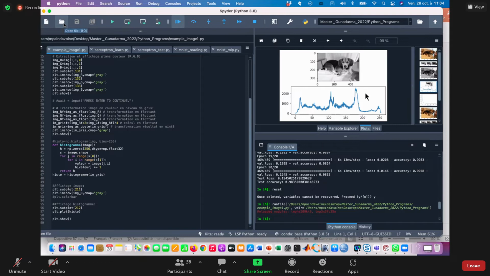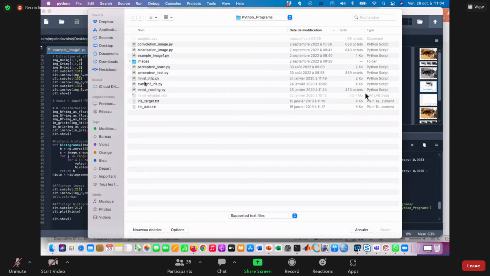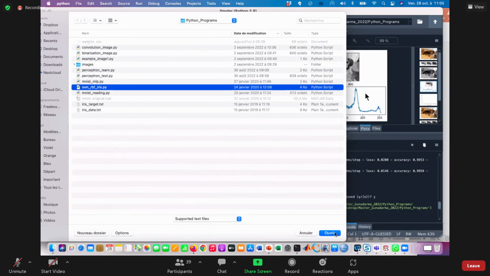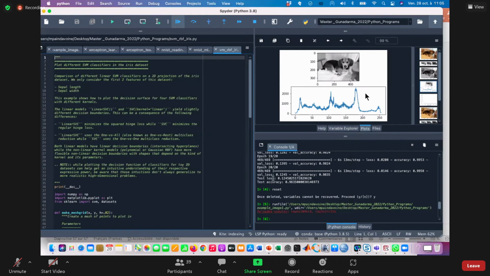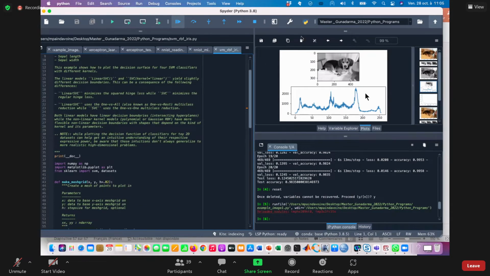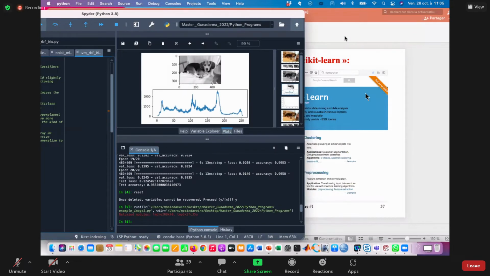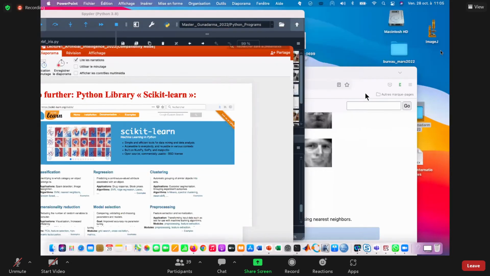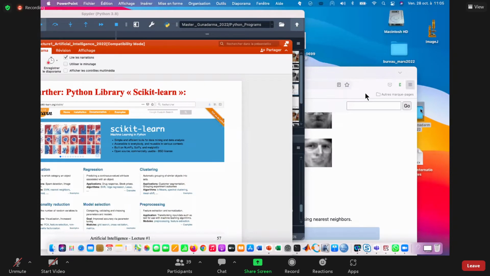Another example I didn't use this morning is to represent the SVM. So with SVM, I can open the example that I use here. We can access this one. As you can see, I am working on the flower application, an example of a flower application.